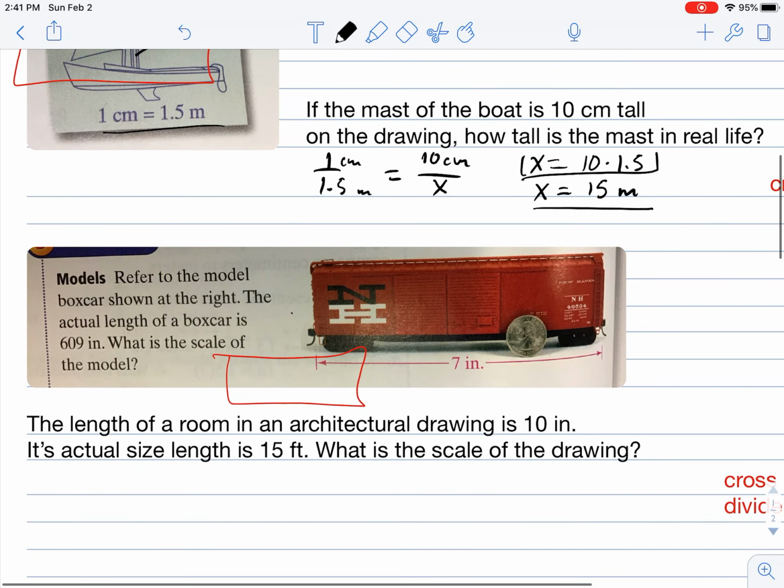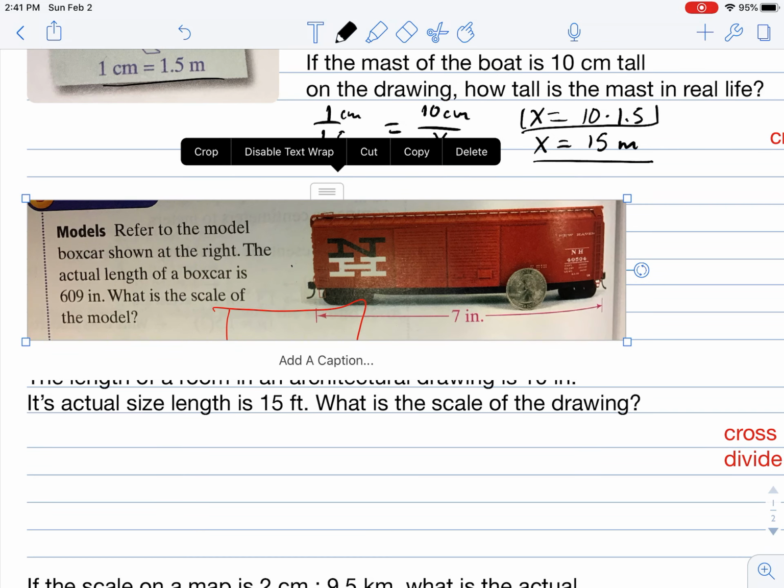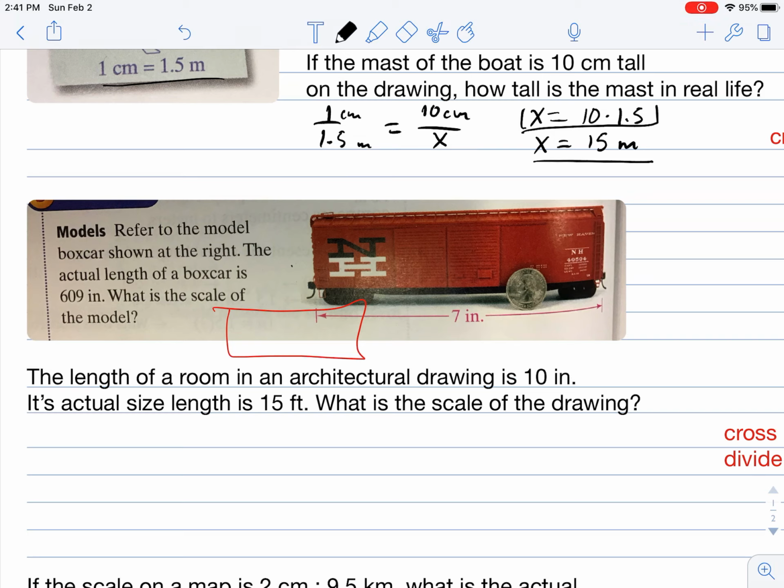Now this next one, we're going to work a little bit backwards. We're given the actual dimension and what it shows in the drawing, and we've got to find the scale. So we've got the model train. We're told that it is 609 inches, and then it shows right here that it is 7 inches in the model size. So we know that 7 over 609 is going to be equal to 1 over x. We're looking for just what 1 inch is equivalent to in real life.